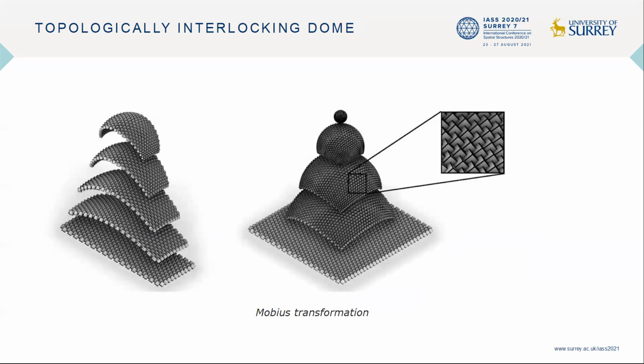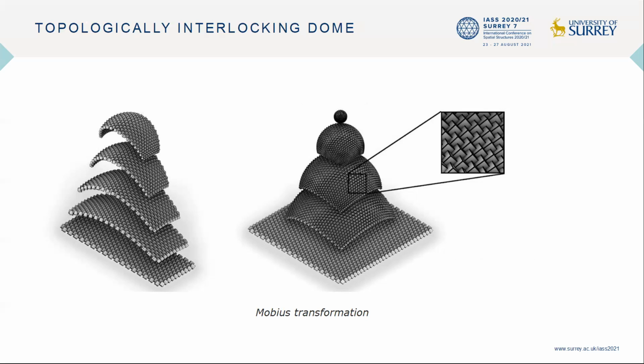The easiest way to create a topologically interlocking dome with cubes or any other geometries for that matter, we suggest the use of Mobius transformation. This transformation helps us to retain the planarity of the given surfaces, and more importantly, it preserves the angles. That means a right angle will be preserved as a right angle after the transformation.